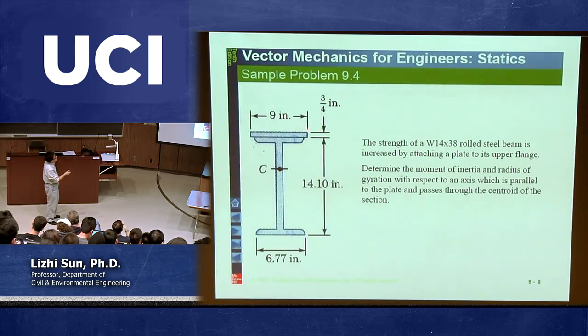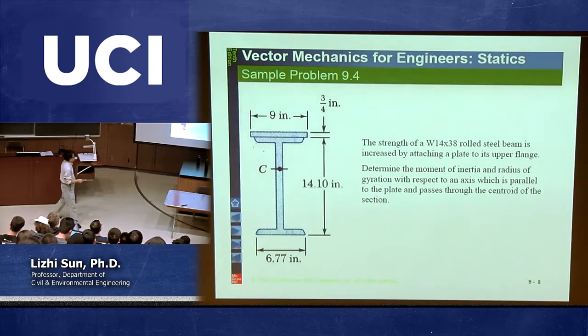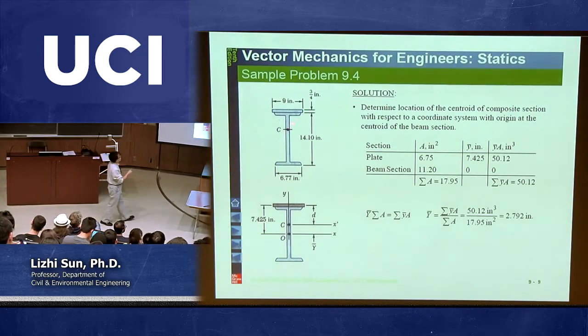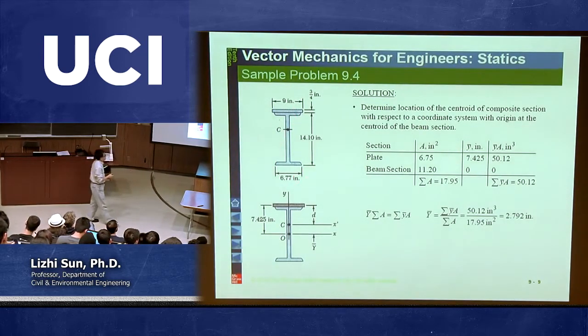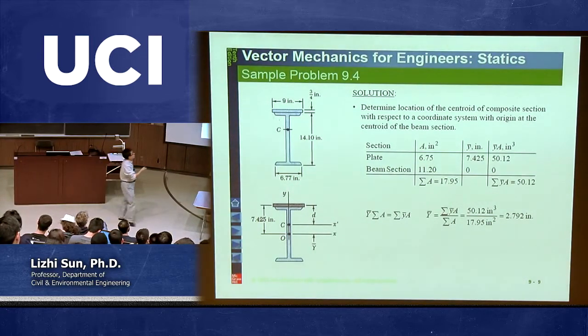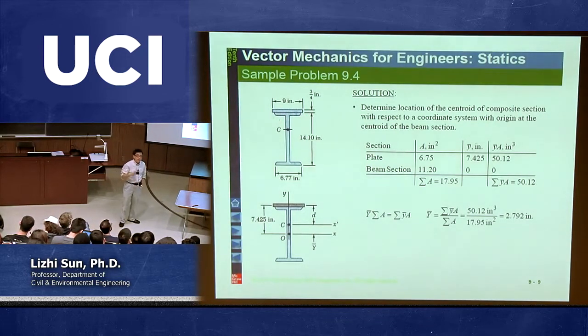The width is 9 inch, and the thickness is 3/4 inch. Okay, so first step, we need to identify the centroid of this overall structure. We need to go back to look at chapter 5. How are we going to calculate the centroid of a relatively complex structure? Again, we're using superposition.